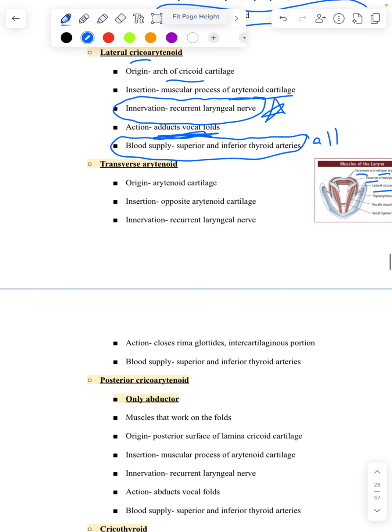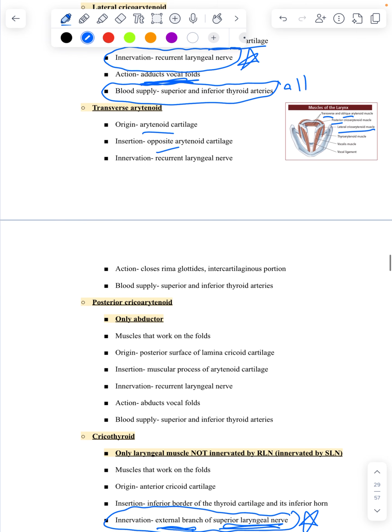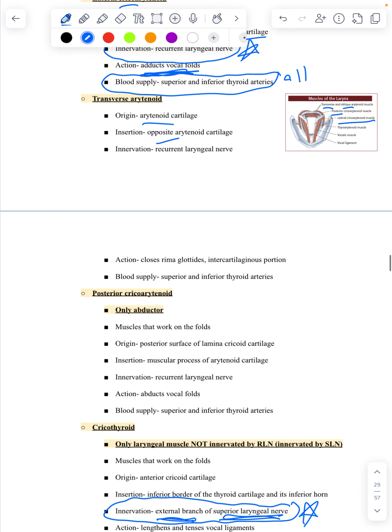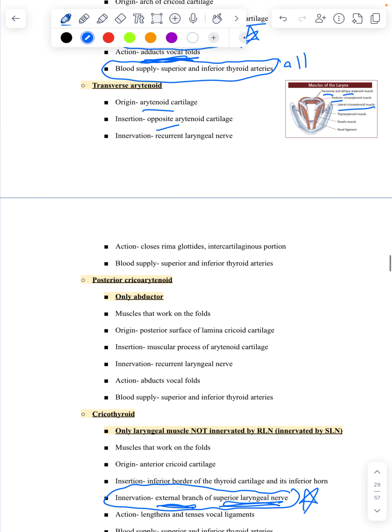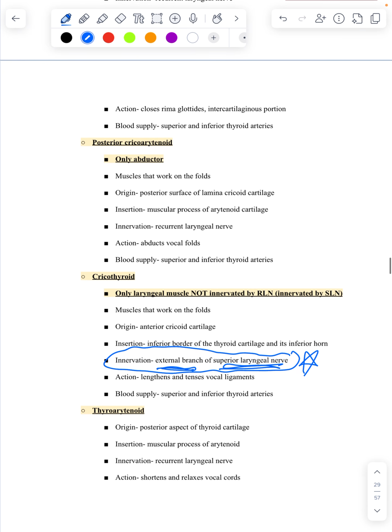Transverse arytenoid is going to originate at the arytenoid, and then insert opposite on the arytenoid cartilage, with the same innervation and same blood supply, and this is going to close the rima glottidis, the intercartilaginous portion. Then you have your posterior cricoarytenoid, the only abductor, so that could definitely be a question.